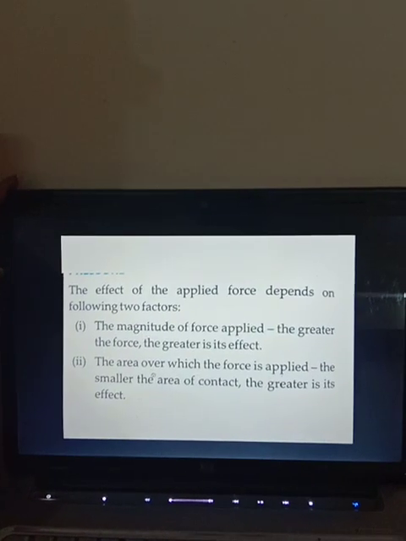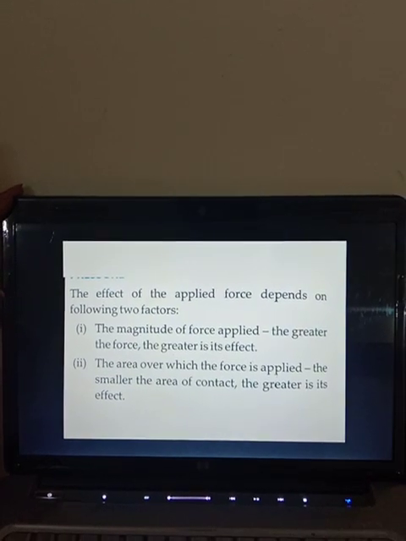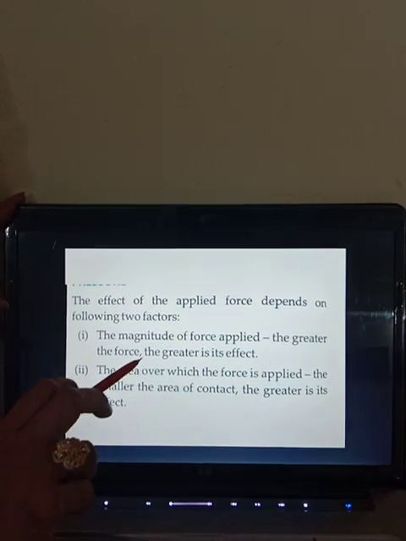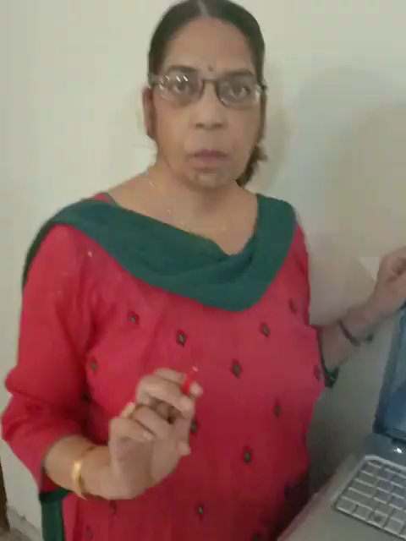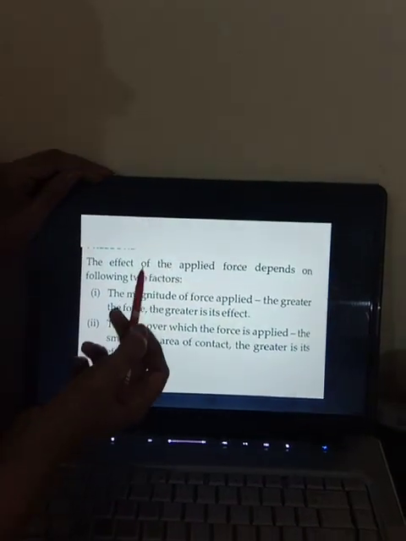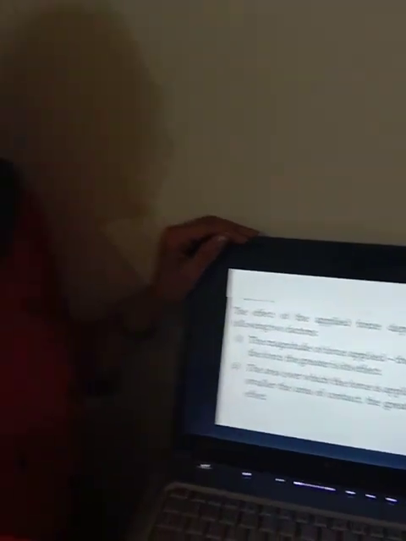Now, the effect of applied pressure depends on the following two factors. What are these factors? Number one, the magnitude of force applied. That means greater the force, greater is the pressure. Lesser the force, lesser is the pressure.